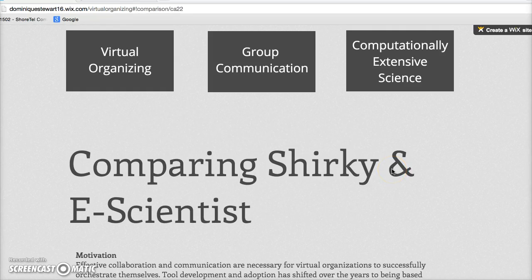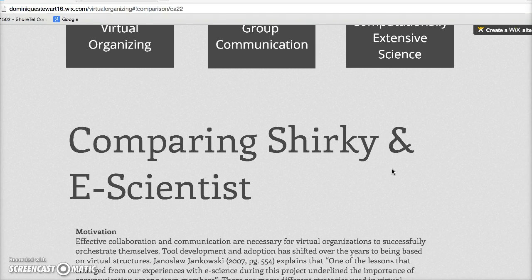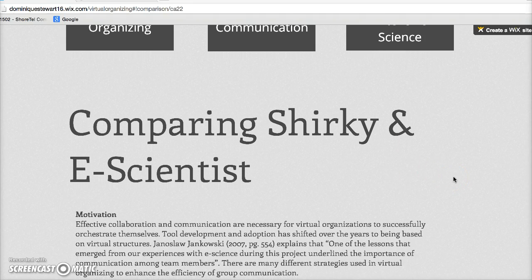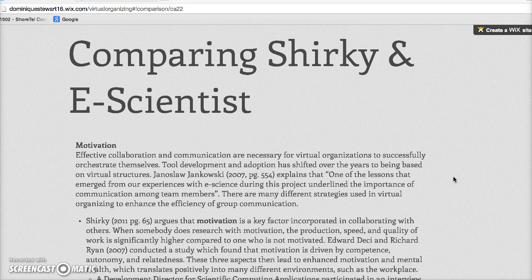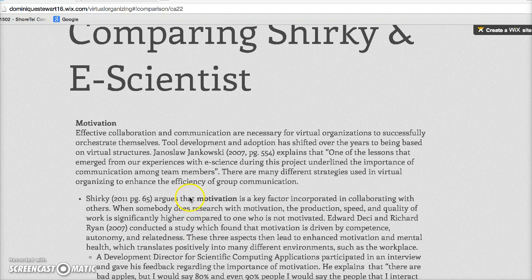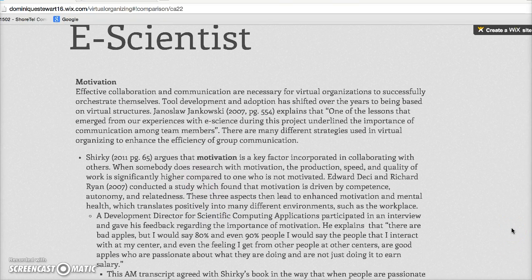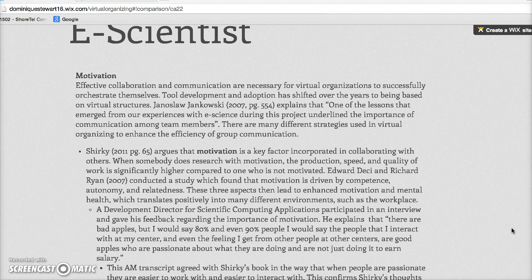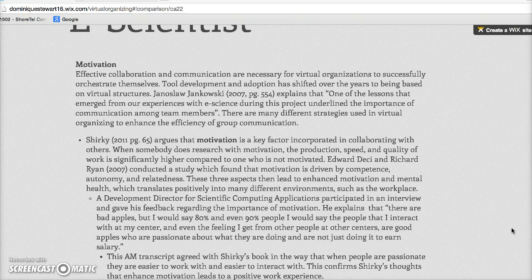Now we will compare Shirky and what the e-scientists have to say. The transcripts and Shirky's thoughts actually went together very well. They both reaffirmed our concluding findings that motivation and coordination are key aspects in successful virtual organizing. The transcripts agreed with Shirky's book in that when people are passionate, they are easier to work with and easier to interact with. This confirms Shirky's thoughts that enhanced motivation leads to a positive work experience.